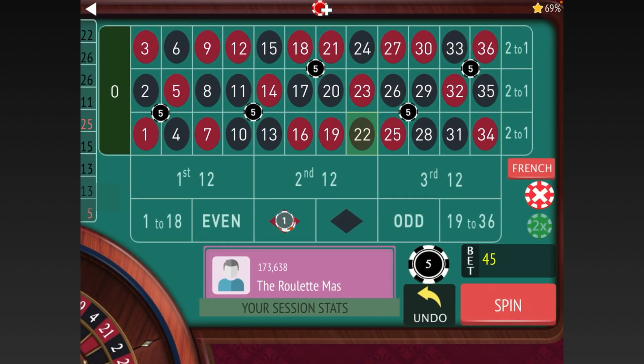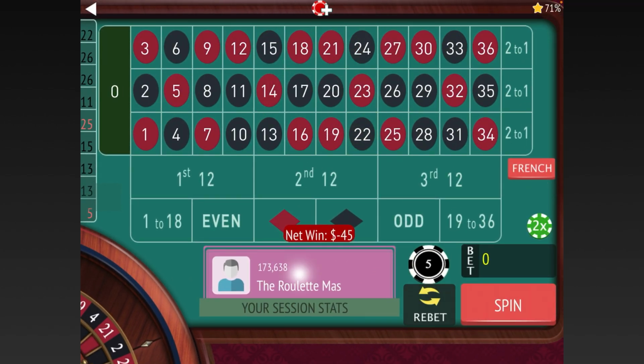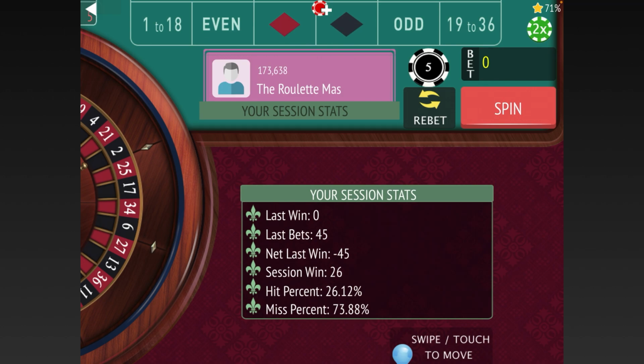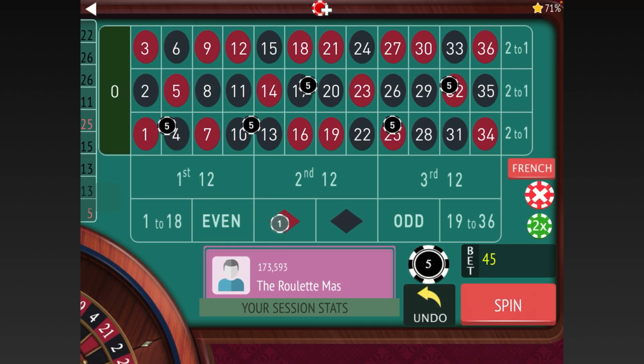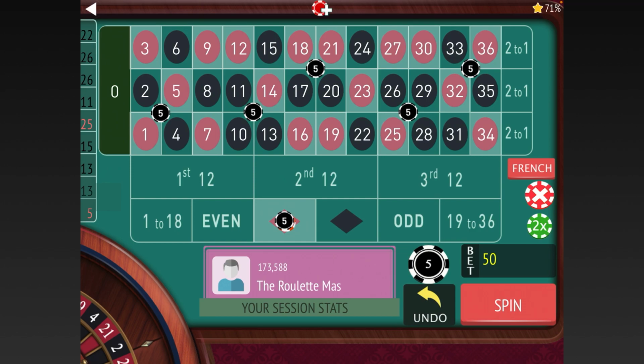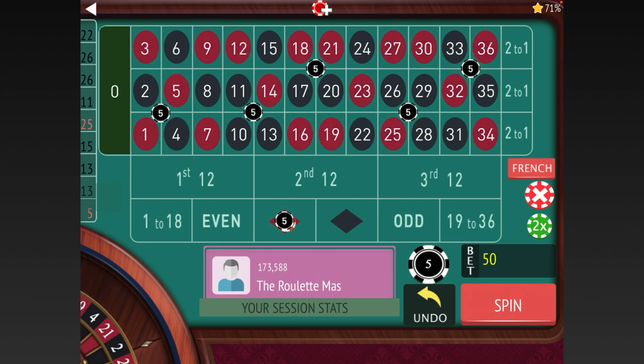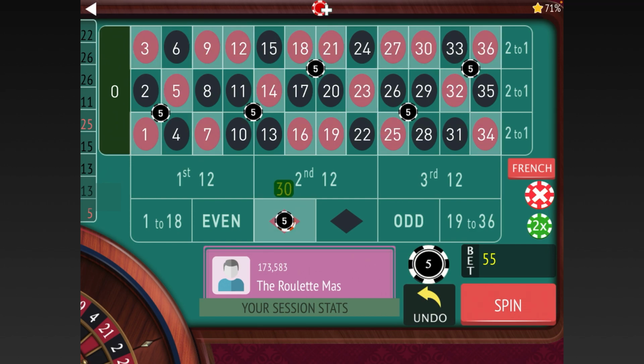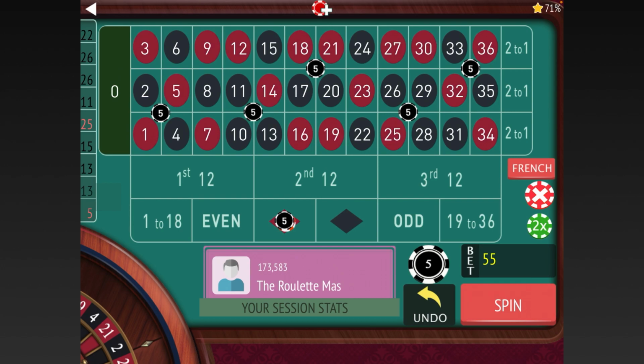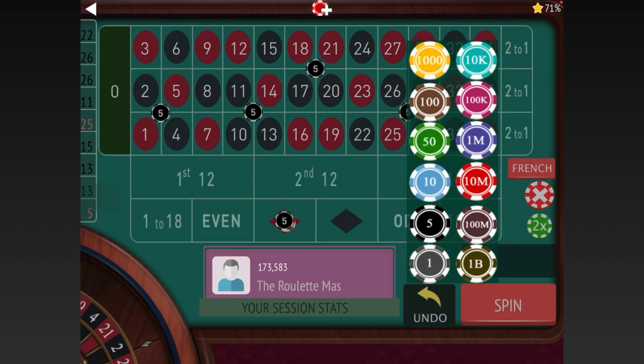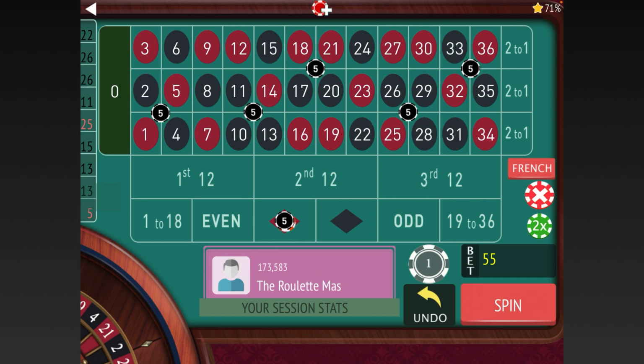$22 black. That's a total loss there. So that one hurt a little bit. So we'll see where we were at. We were at 20. So now we go 2 units forward to 30. And then we're going to go 2 units forward from 5 to 7 on the inside.